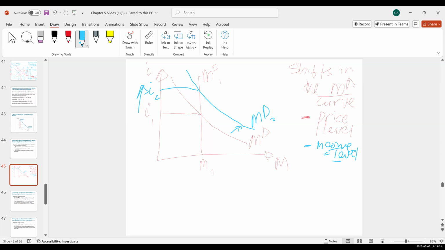So when the income level of Americans is rising because of a good economy, that's going to shift the money demand curve to the right. That means more and more Americans will demand more dollars to go shopping. Okay, so it's going to shift the same way the graph has shifted here.